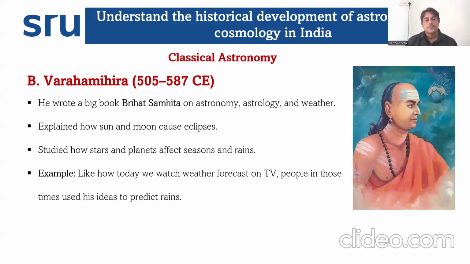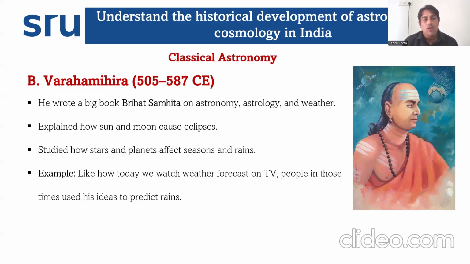And the next one, Varahamihira, who belongs to 505 to 587 CE. He wrote a book called Brihat Samhita on astronomy, astrology, and weather forecasting.